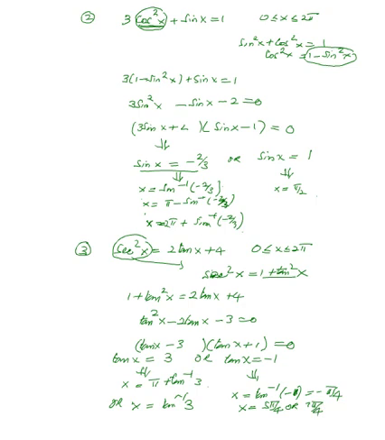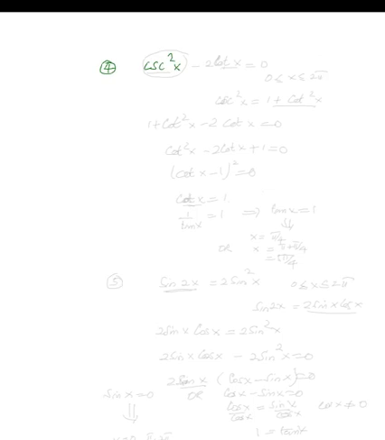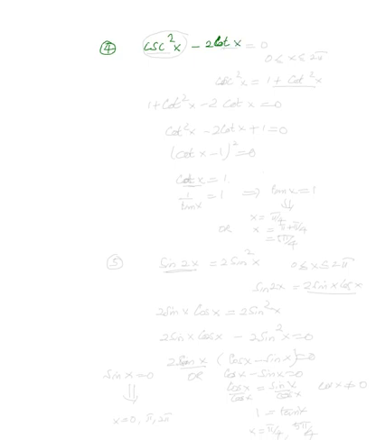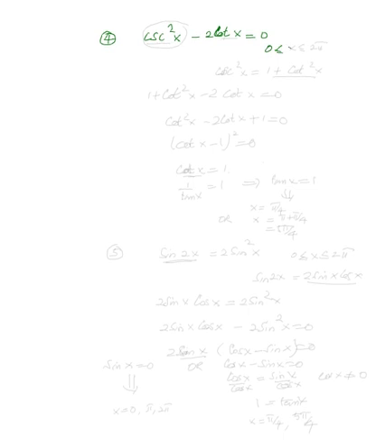Now let's look at our fourth example. Here we have cosecant squared of x minus 2 cotangent x equals 0. Once again, we will limit our x to be between 0 and 2 pi.